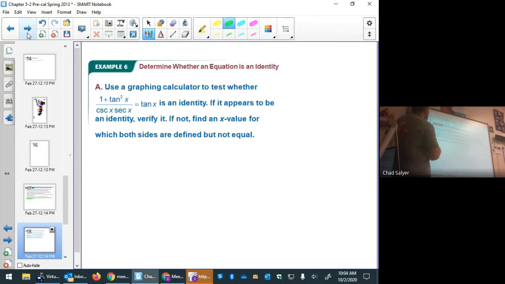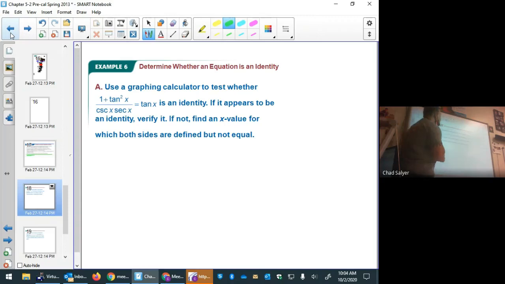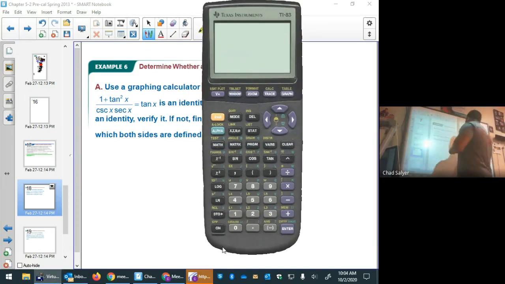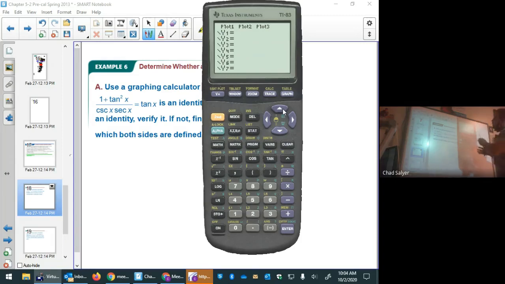Okay, so determining whether an equation is an identity with a graphing calculator. I wanted to show you this one real quick because it's kind of neat. When you're working with a graphing calculator, you can use that to see if there is an identical relationship on the left and the right by seeing if the graph matches. So what you'll do is plug the left side into y1, and watch how I plug this in because it's a little different. Make sure you put the numerator in parentheses and the denominator. Cosecant is 1 divided by the sine of x, and then times the secant, which is 1 divided by the cosine of x.